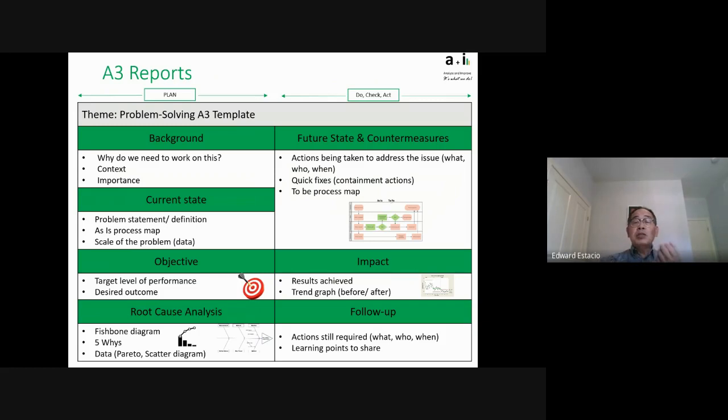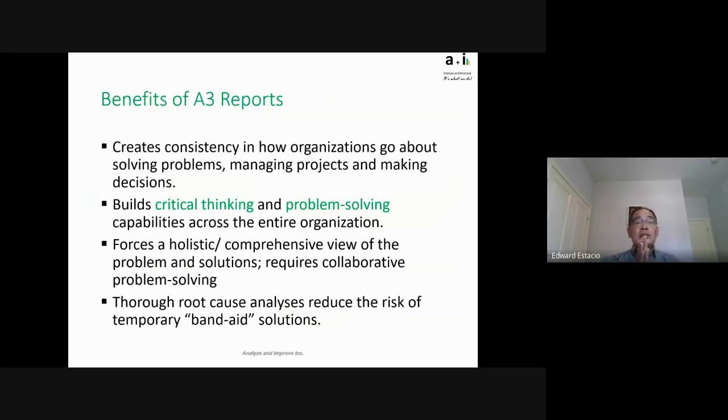The importance of this one is visual displays, right? Which has been proven over and over again to be quickly absorbed and understood by everybody. Easily understood by everybody. So some benefits of an A3.